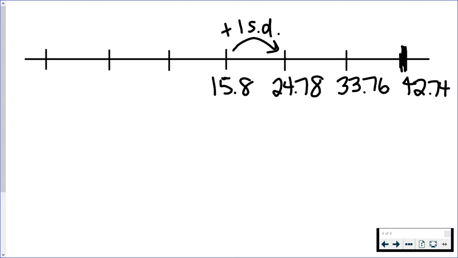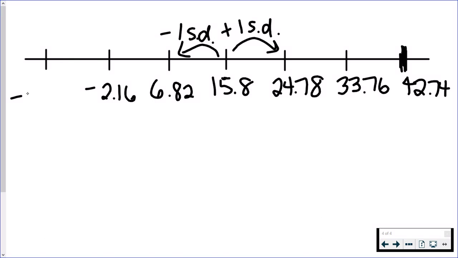If I go the other direction, I'm subtracting. So if I do 15.8 minus 8.98, I get 6.82. If we subtract again, I get negative 2.16. If I subtract again, I get negative 11.14.